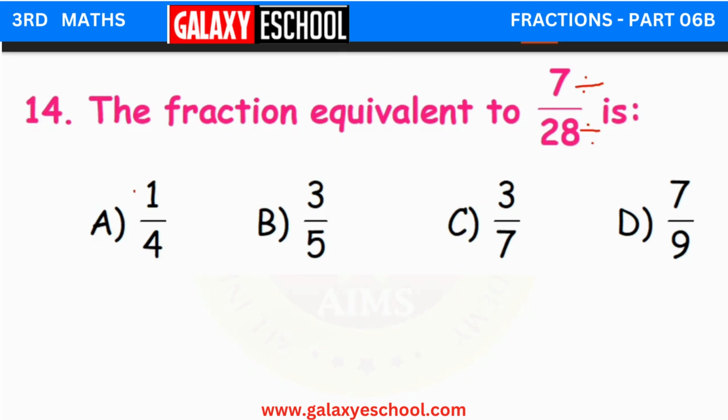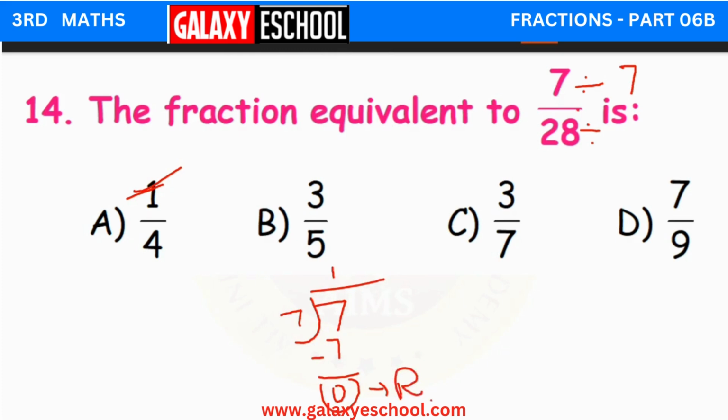Okay, now let us look at option A, 1. When will we get 1? When we divide 7 by 7. When we divide 7 by 7, we have 7 ones are 7 and the remainder is 0. So when we divide 7 by 7, the quotient will be 1. And what should you do in equivalent fraction, children? The same thing should be done to the denominator as well.